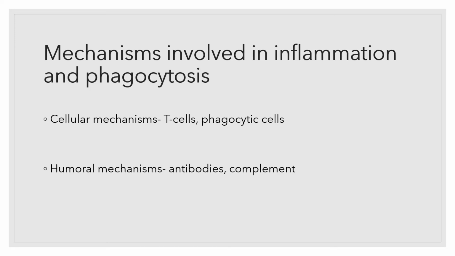So the mechanisms involved in inflammation and phagocytosis are both cellular mechanisms and humoral mechanisms. Cellular mechanisms include T cells and the phagocytic cells. The humoral mechanisms are the non-cellular components such as antibodies and complement. This plays a role in opsonin presentation in cellular immunity. It prepares the pathogen to be fully engulfed by the phagocyte. An opsonin is a substance that binds to foreign cells, making them susceptible to phagocytosis.